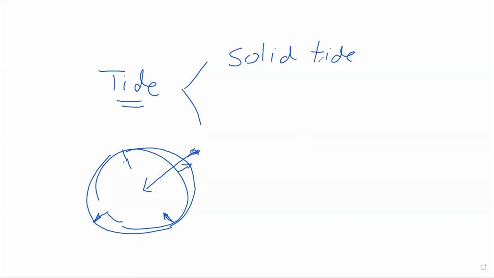Also, we have ocean tide, which is very clear, the water movement. So it means that at the places where the moon is above, the water will be at a higher level. So you see, the sea surface is not constant. We have to compute these effects.